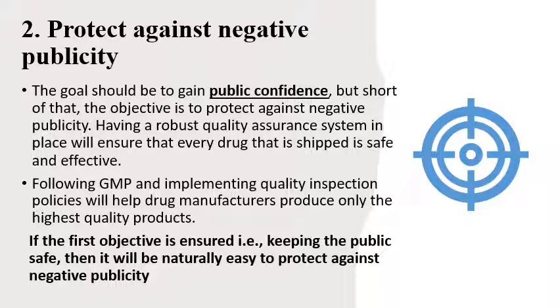The second thing is to protect against negative publicity. While fostering public trust is the ultimate aim, drug manufacturers prioritize safeguarding against negative publicity by establishing rigorous quality assurance and following GMP, which is good manufacturing practice, and implementing quality inspection policy, which will help drug manufacturers produce only the highest quality products. If the first objective is ensured, that is keeping the public safe, then it will be naturally easy to protect against negative publicity as regards the industry.